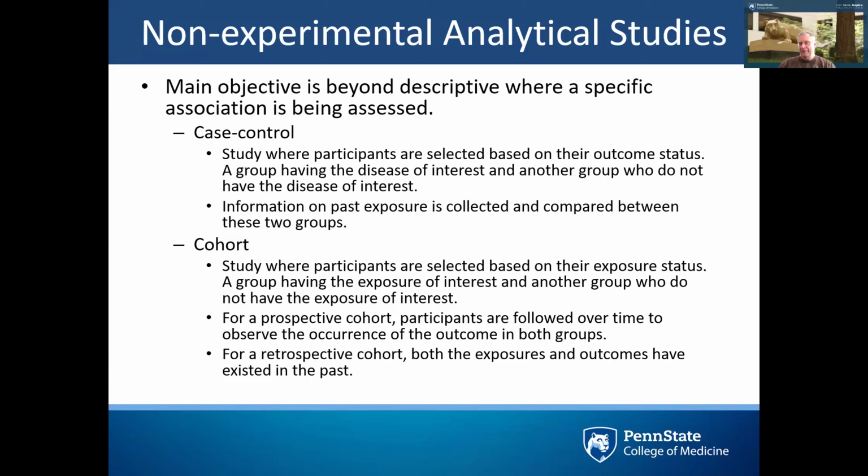Case control, just think of the opposite. The outcome for a case control study is always going to be, are they a case or a control? So you're trying to see which exposures are associated with the outcome. Cohort studies start with the exposure and see what outcomes occur.